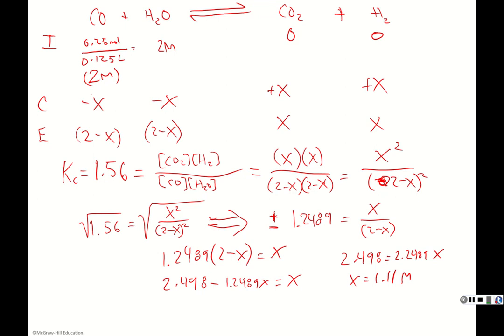Right, so then if we're trying to find the actual concentrations at equilibrium, we'd plug that value back into X, into these expressions. So 2 minus X would be 0.89 molar for both the CO and H2O concentrations. And the products would just be X, which is 1.11 molar.